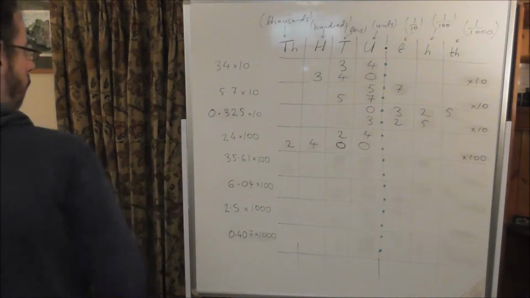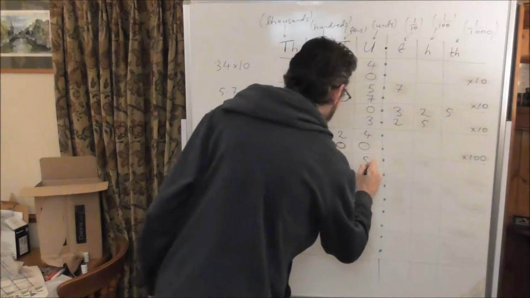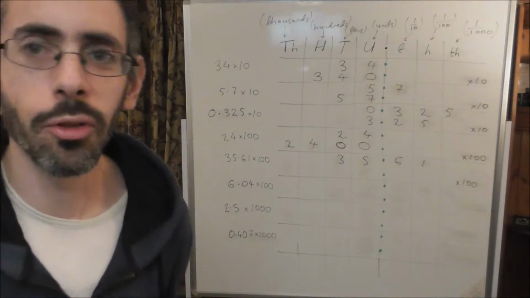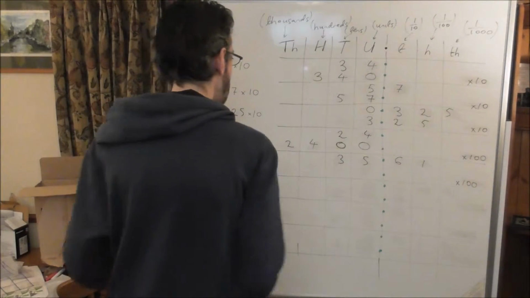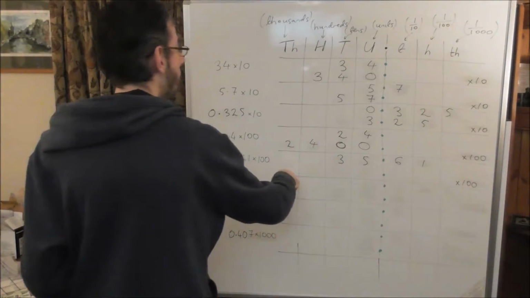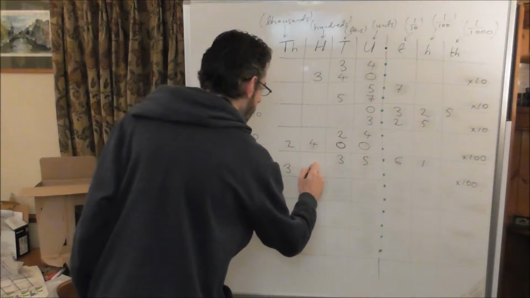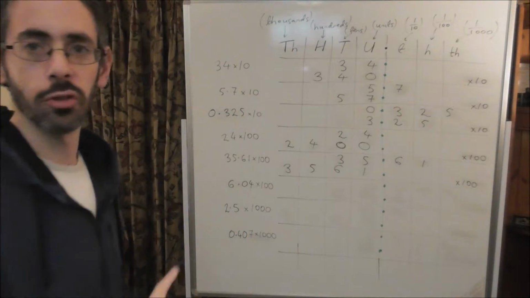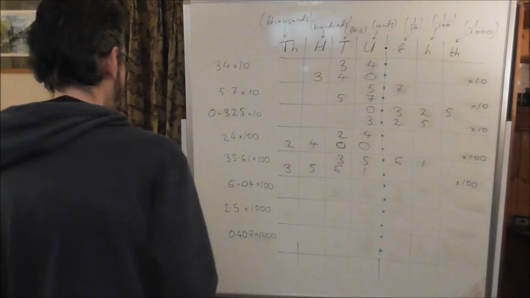Right, 35.61. Let's multiply that by 100. 35.61 times 100. Again, all the digits move 2 places to the left, and they'll all move up together. So the 3 moves 2 places to the thousands column, and then the 5 will be here, the 6 here, and the 1 here. They all move 2 places together, so they stay next to each other in the same order. So the answer is 3,561.